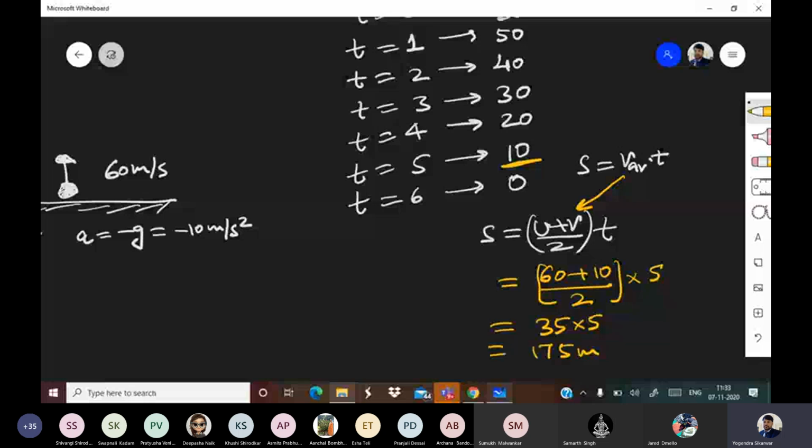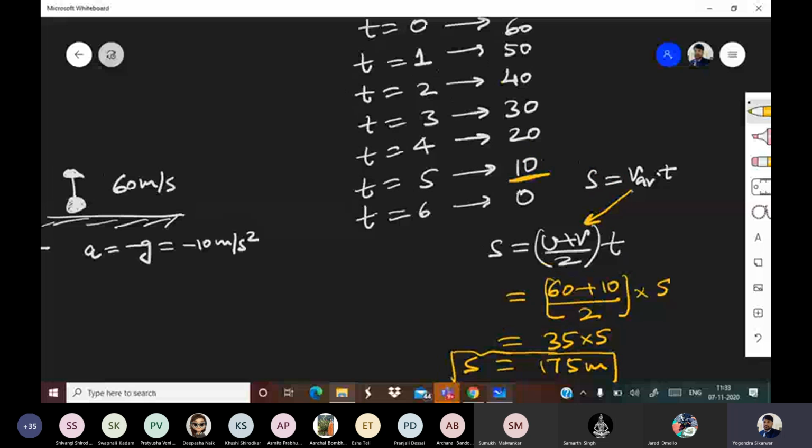So basically by this method, you can quickly calculate the position of the object at any time. Just to give you an example, if somebody asks you what will be the height at t is equal to 2 seconds. At t is equal to 2 seconds, velocity is how much? 40. So u plus v, that means 60 plus 40 by 2, that means 100 by 2, that is 50, into time. Time is 2 seconds. So that will be 100 meters.